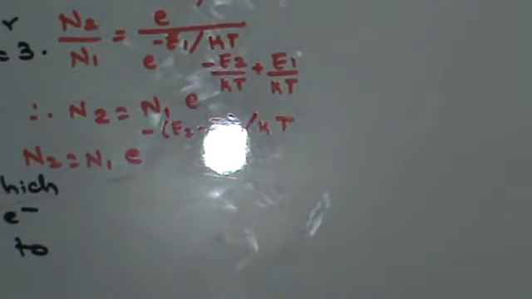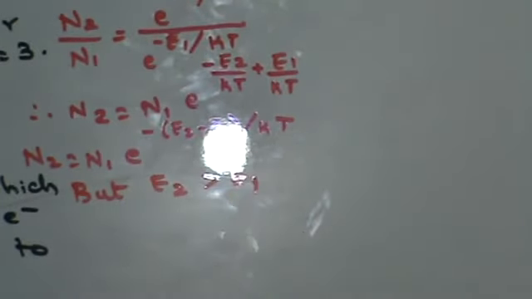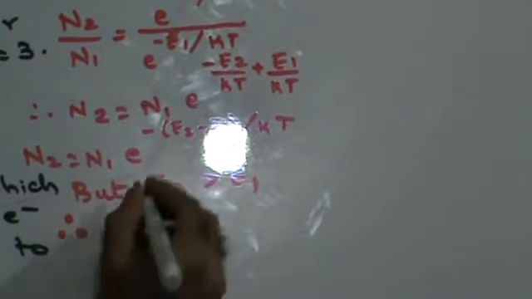Now we already know that E2 is greater than E1. If E2 is greater than E1, therefore it is obvious that N2 has to be less than N1. That means the number of electrons present in energy state E1 is going to be more than the number of electrons present in the higher energy level.